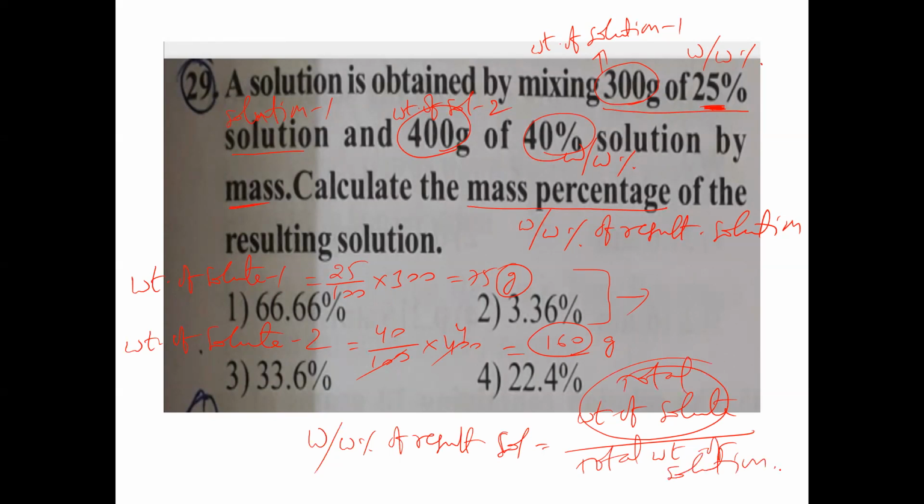Now, total weight of solution formed, how much? 400 plus 300, 700. What is the total weight of solutes? 75 plus 160. Like this we have to get it. So total weight of solutes by total weight of solution should be giving what? Mass by mass percentage. That is mass percentage.